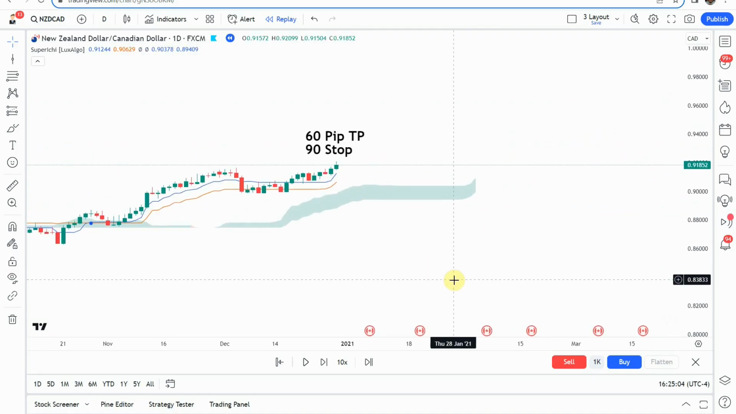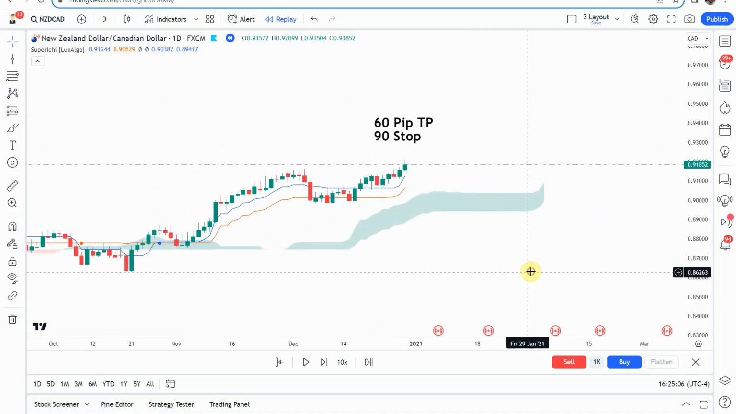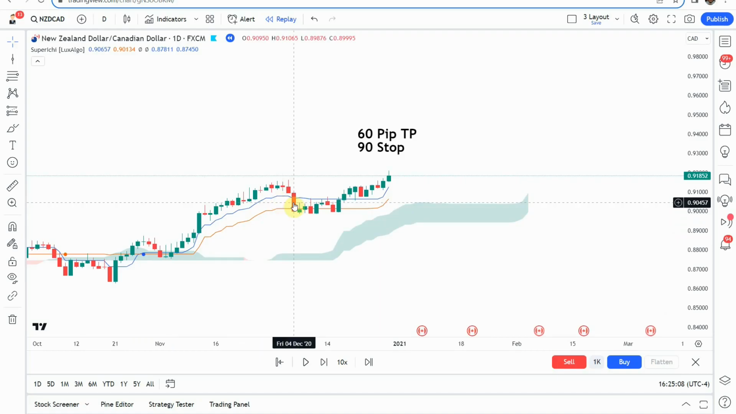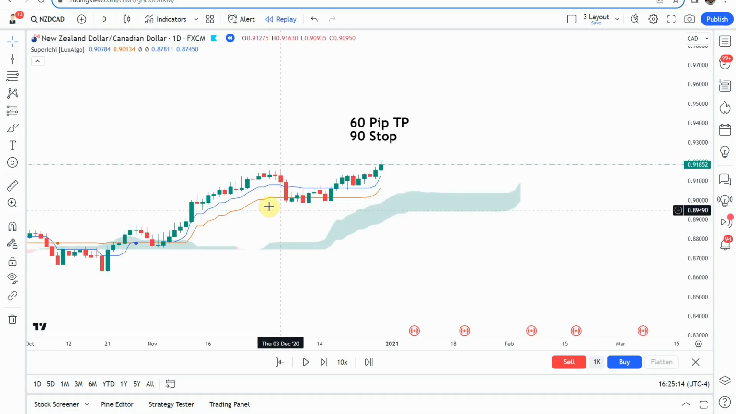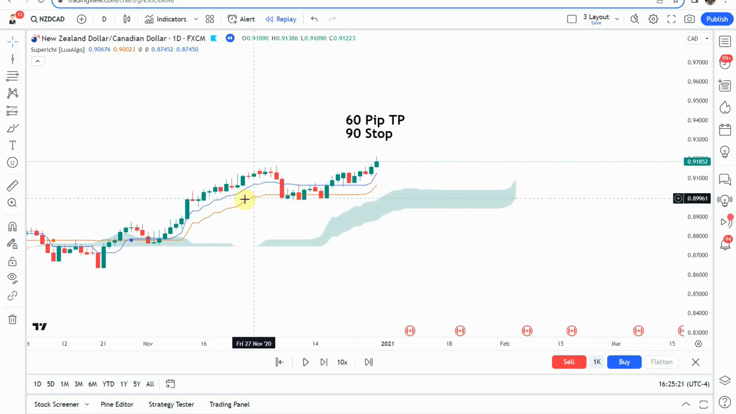And then what we're looking for is price action to pull back into the Tenkan-sen and Kijun-sen lines here. And then we are looking for a signal of continuation in the price in the original direction.